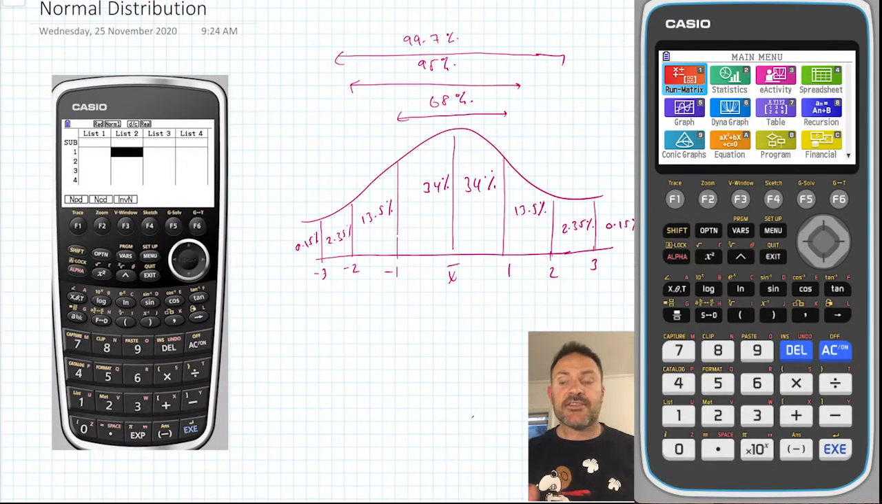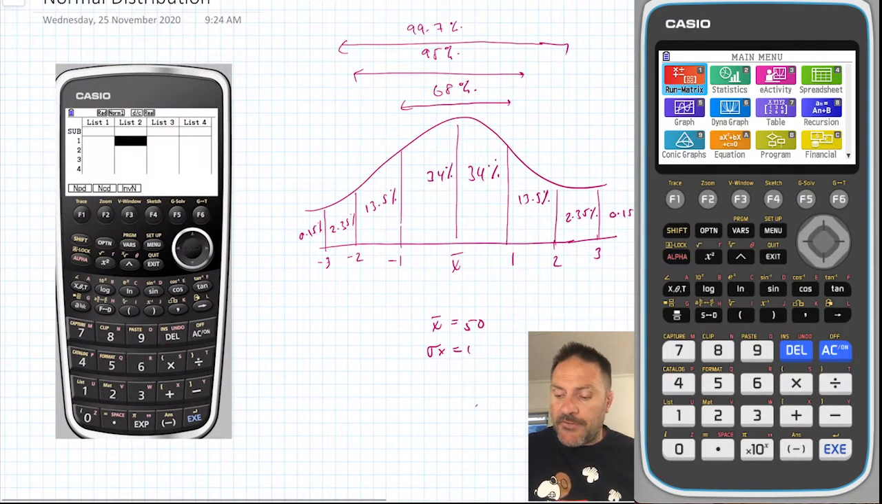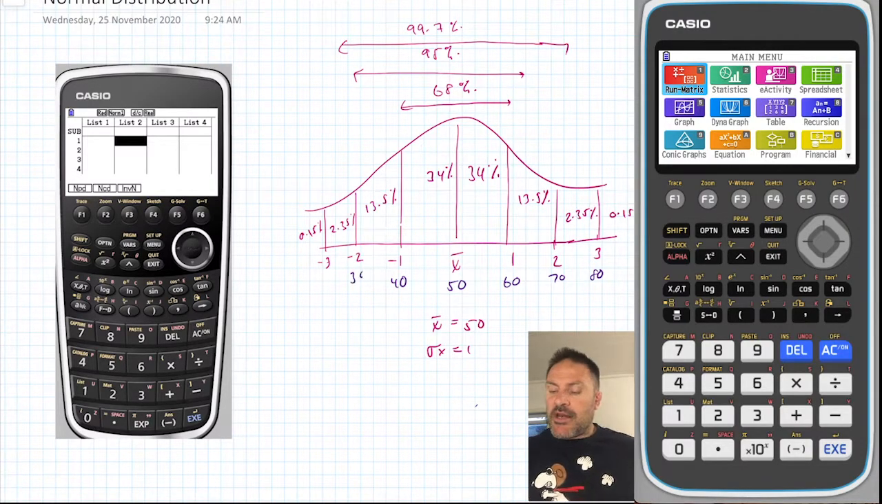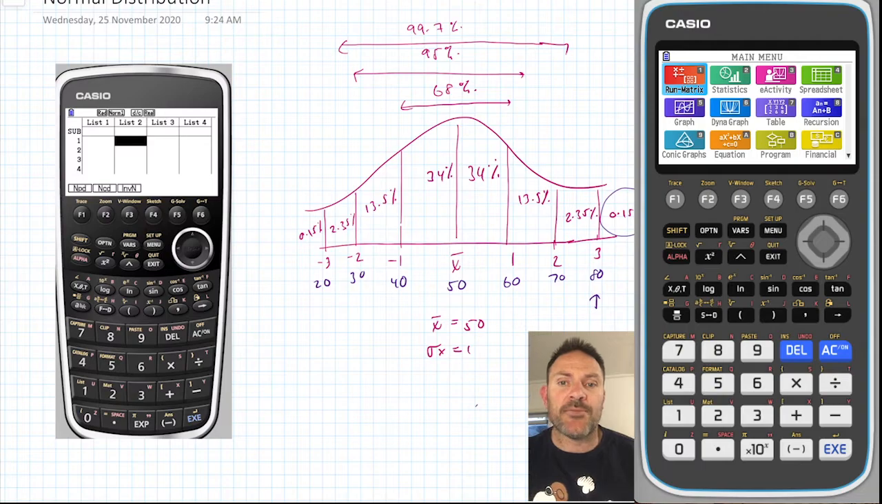Now, if you're getting questions where we give a mean of, let's say, 50, and a standard deviation of 10, that means I put 50 in the middle, then 60, 70, and 80, and likewise 40, 30, and 20. I could get a question such as, what's the probability that I get a score greater than 80? That's 3 standard deviations above the mean. We can see it's 0.15%. That's a really nice, easy probability.